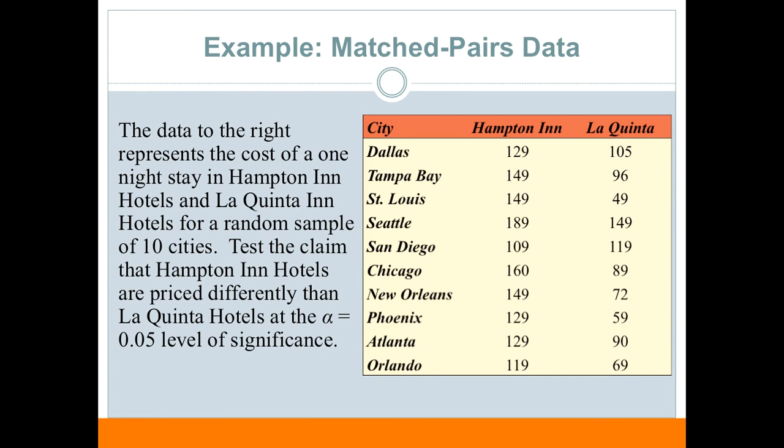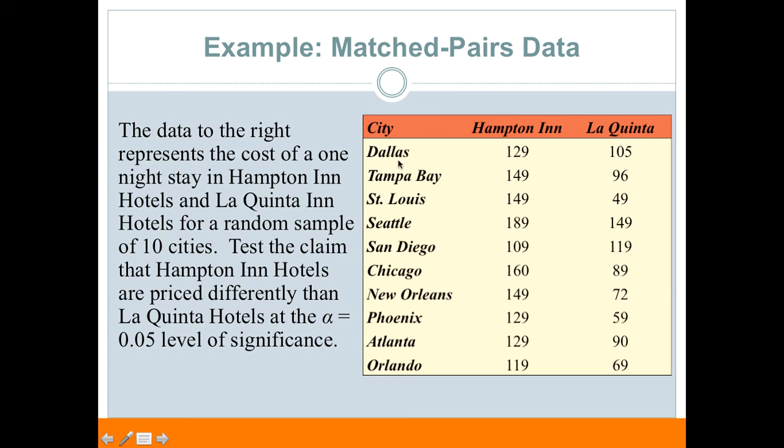Okay, so let's take a look at this data right here. We have data that represents the cost of a one-night stay in a Hampton Inn and then in a La Quinta Inn. It's a random sample of 10 different cities, and we want to test the claim that Hampton Inn hotels are priced differently than La Quinta, so not necessarily more than or less than, just differently. And we're going to use alpha equals 0.05 level of significance.